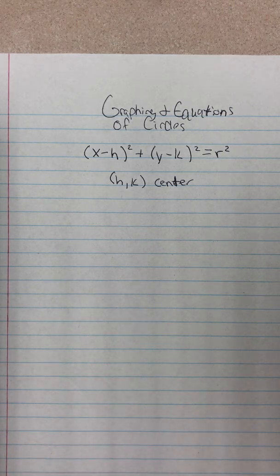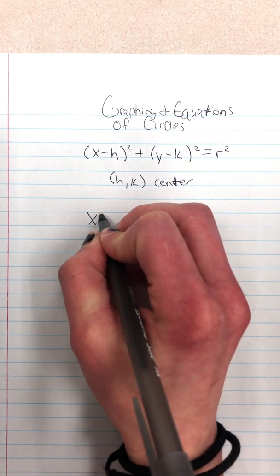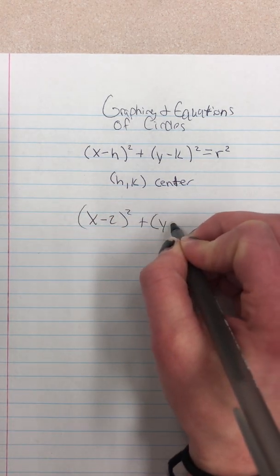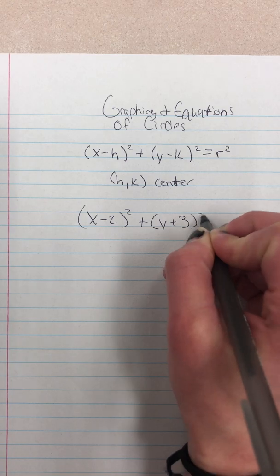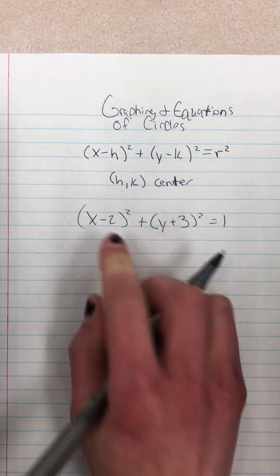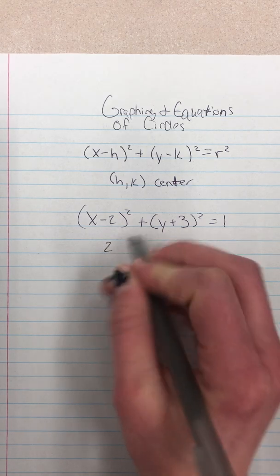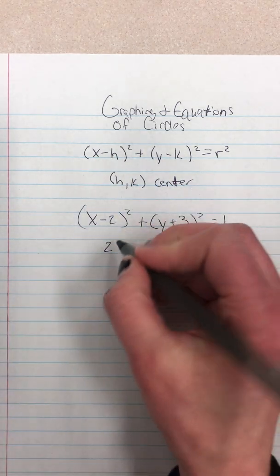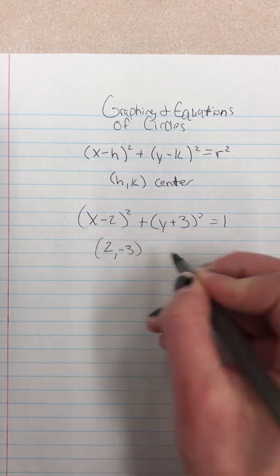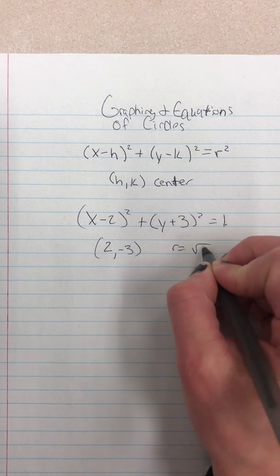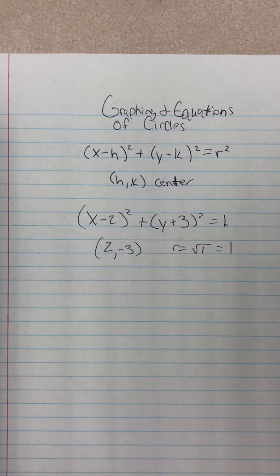So if I were to give you an example, like x minus 2 squared plus y plus 3 squared equals 1. Well, we know the center of the circle is going to be 2 because we always do the opposite. If it's a negative, you take the opposite. 2, negative 3. And the radius is the square root of 1, or 1.